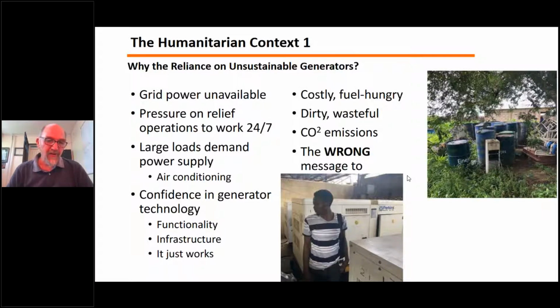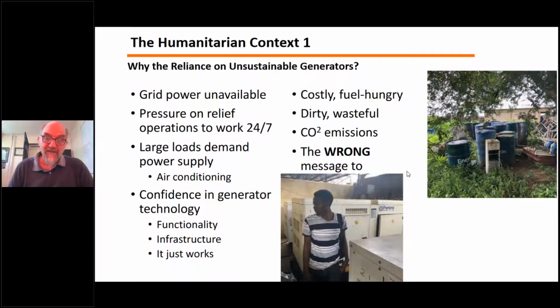And finally, there's confidence in generator technology. It works. There's an infrastructure to repair it. So if something goes wrong with the genset, you can call a technician from the company that supplied it, and they'll be able to fix it. And it just works. You turn the generator on when you need it, you turn it off when you don't need it. But the negative side is they're costly, fuel hungry, dirty and wasteful, and of course CO2 emissions.